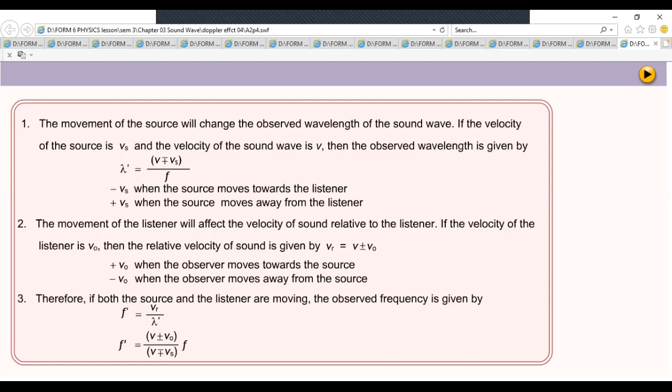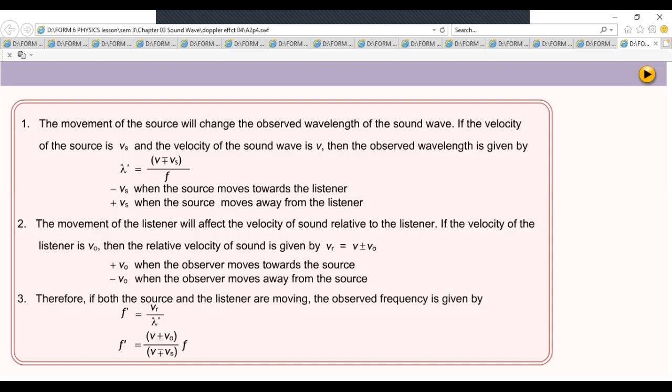Next, the movement of the listener will affect the velocity of sound relative to the listener. If the velocity of the listener is V0, then the relative velocity of sound is given by Vr equal to V plus or minus V0. V0 is positive when the observer moves towards the source, and negative when the observer moves away from the source.